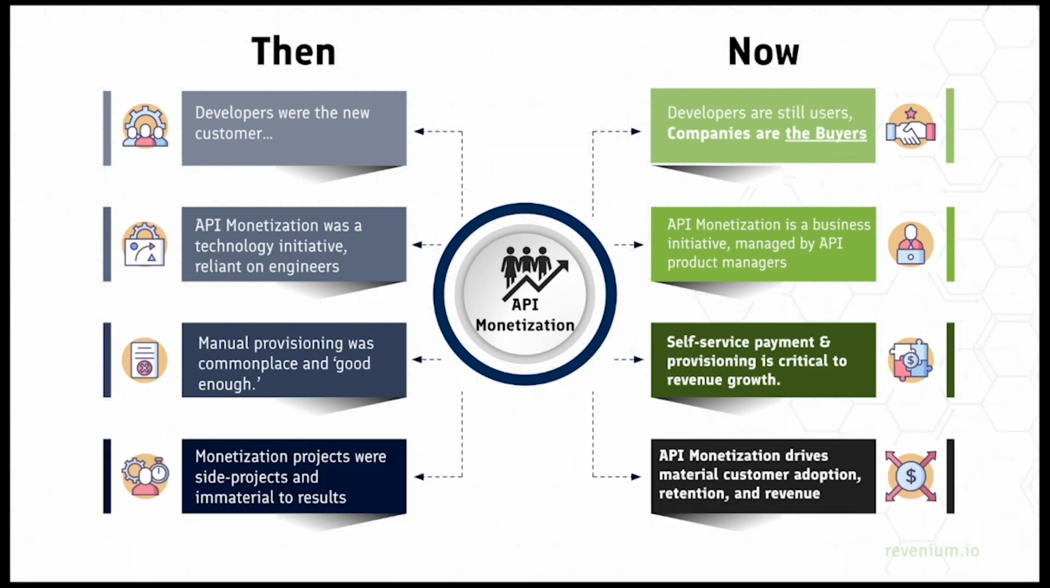And then lastly, and the one that's really driving everything up until now, is that monetization projects are no longer side projects with small revenue tied to them. They're now seeing material customer adoption, retention, and revenue driven out of these products. And that's the exciting part. We saw from the Postman survey earlier how 2/3 of the companies already doing this were generating significant revenue from their APIs. And that's the opportunity that's presented to you as you consider moving forward with a product like this in the future as well.